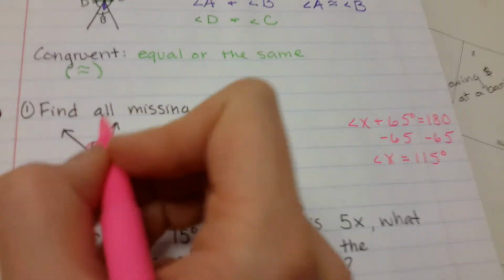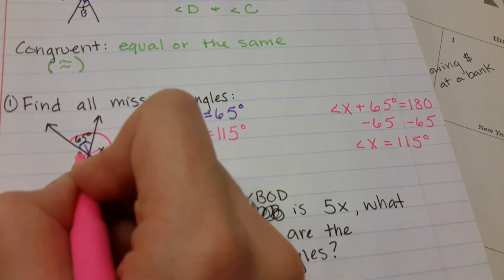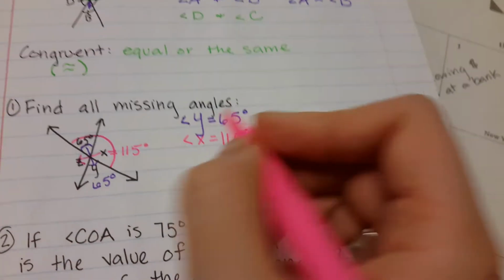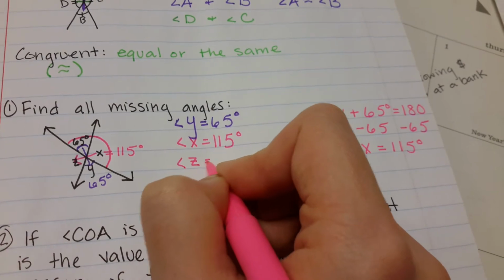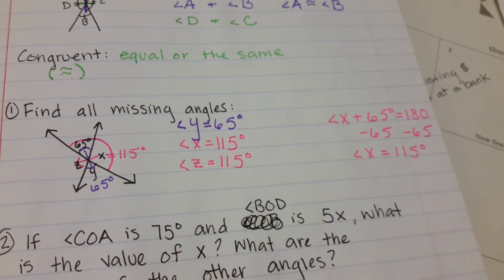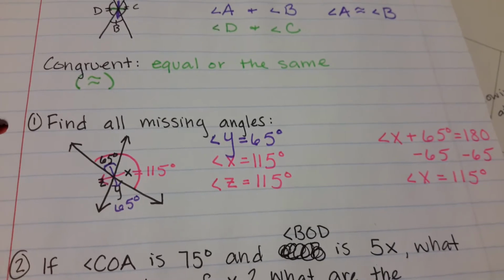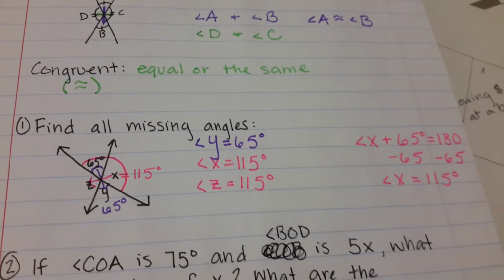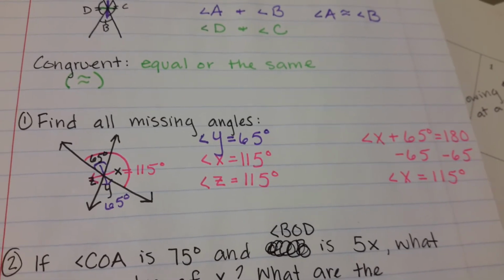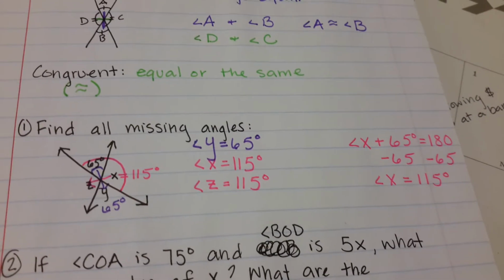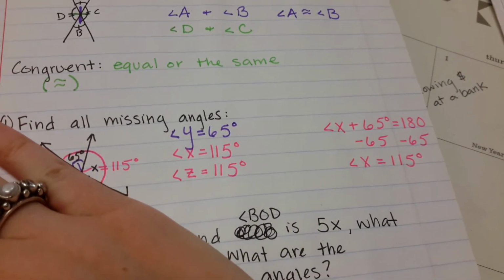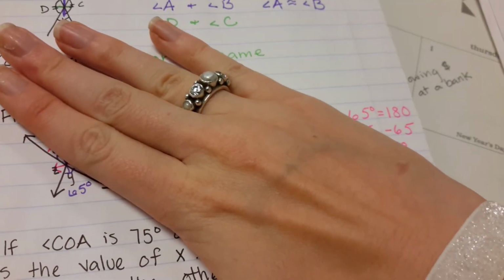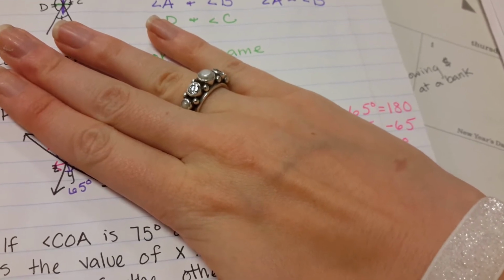And once I know angle X, we can use vertical angles, right? Directly opposite is angle Z. So angle Z must also be 115 degrees. Okay, I know that's a little different than stuff we've done before, but we just want to break our vertical angles up into supplementary angles. So we have one set of supplementary angles there, and we can also cover up, and we have a second set of supplementary angles on the bottom.